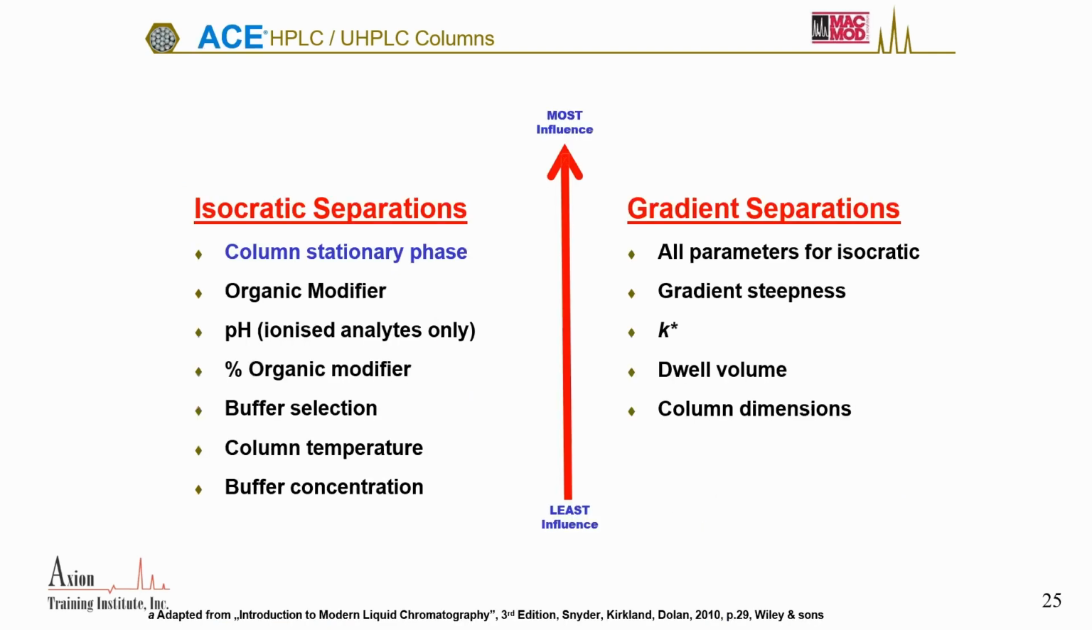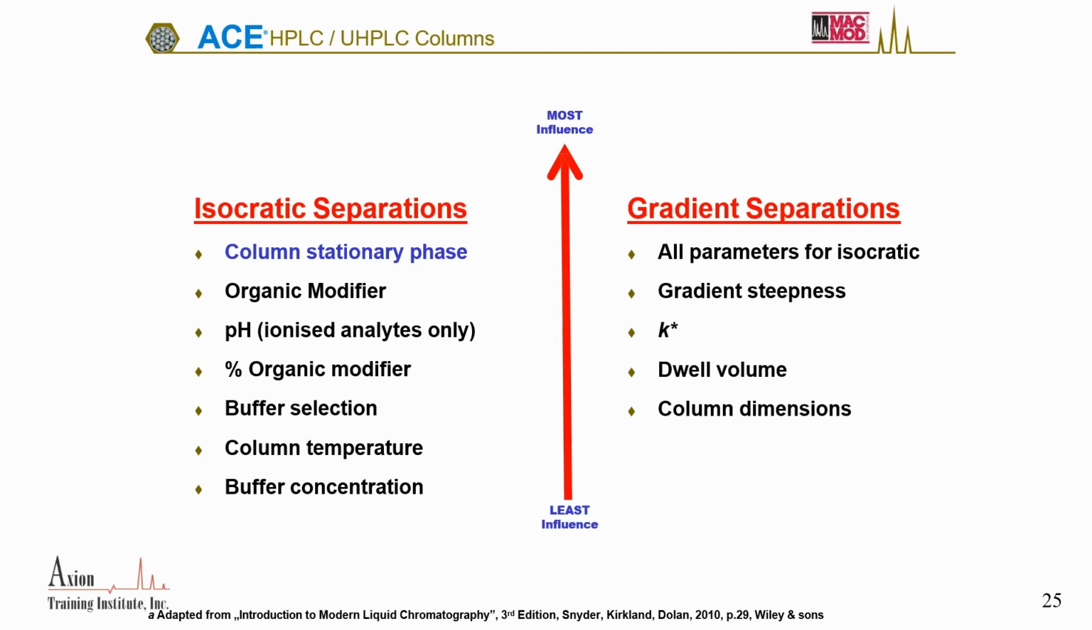So now let's look at the different things that affect selectivity. This is a great chart because it says isocratically, the number one thing that affects your selectivity is your stationary phase. Second thing is the mobile phase, and so on. When you're doing a gradient, it's all those plus the gradient shape, right, the steepness of the curve. So let's first look at stationary phases.